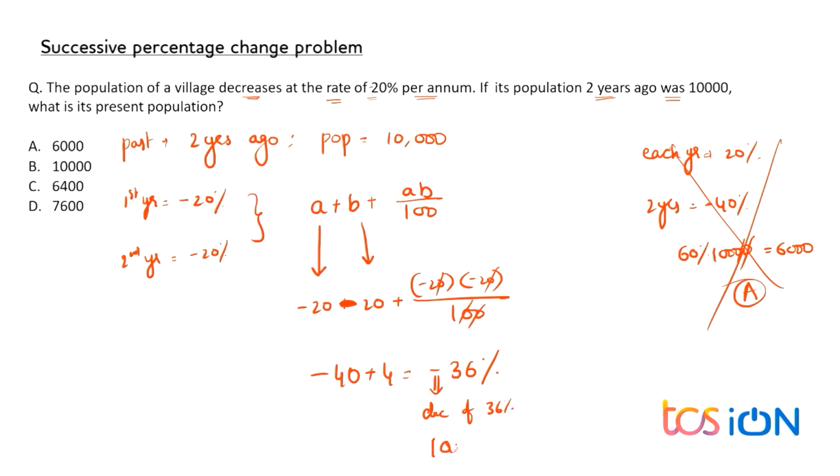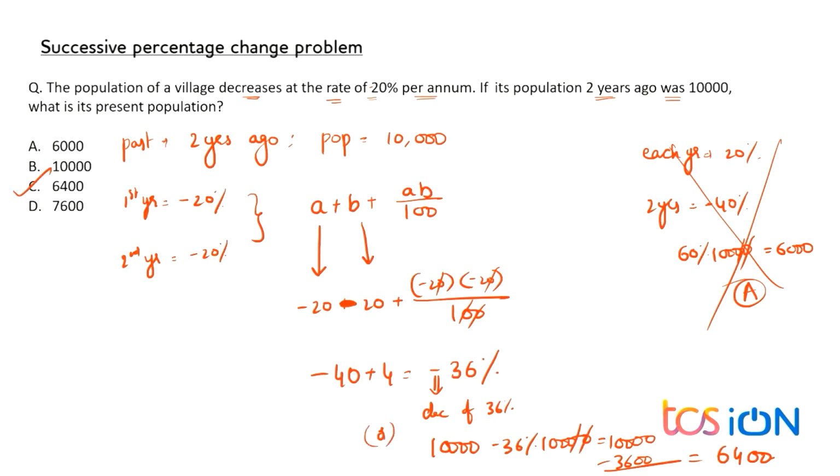So out of 10,000, if a decrement of 36% has happened, so what must be the answer, everybody? So out of 10,000, 3,600 dead means what is the new present population, everybody? 6,400 should be the population.